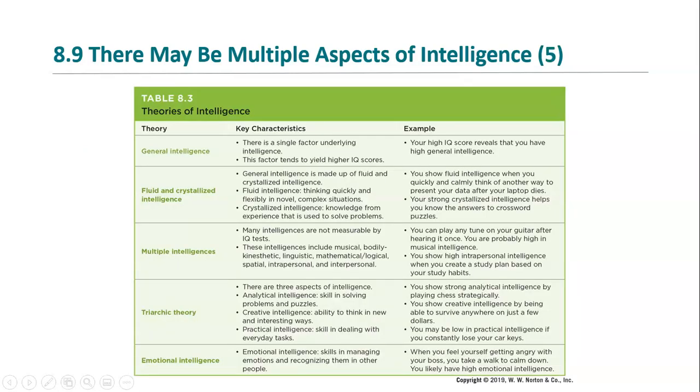So we can summarize these as general intelligence, which is this thing that's measured by the total IQ score. Fluid and crystallized intelligences. Multiple intelligences. The three triarchic intelligences. And emotional intelligence.